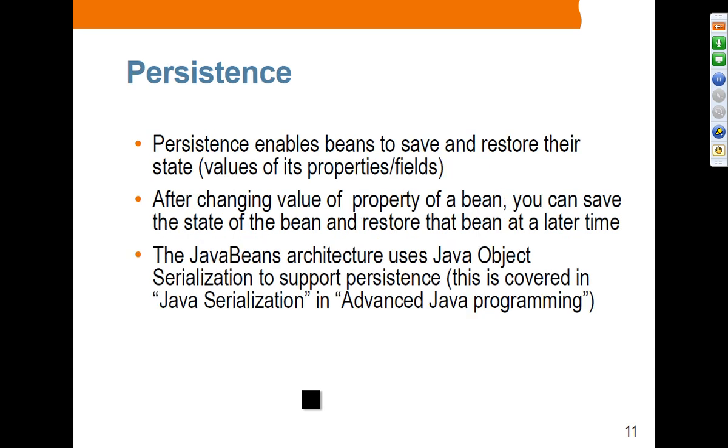Persistence enables beans to save and restore their state. When we say state, we're talking about the values of the properties or fields. Properties and fields are the same terminology. After changing the value of a property, you can save the state of the bean in a file, and then restore the bean at a later time. This is called serialization and deserialization, which is one of the topics covered in advanced Java programming, but if we have time, we'll cover this in this code camp.